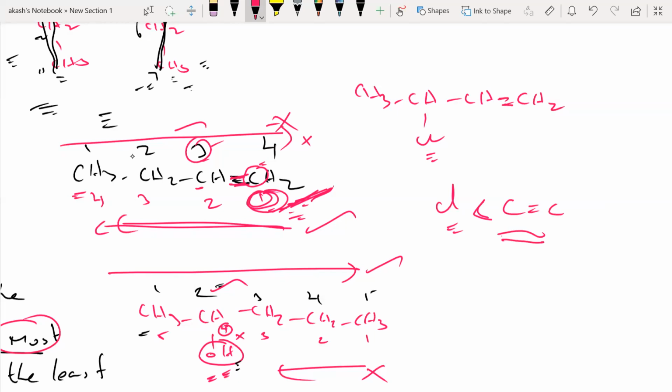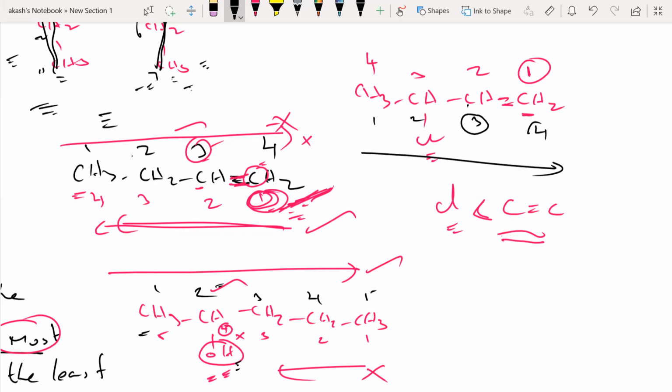So in this case, where you have to start numbering, obviously you have to start numbering from here. 1, 2, 3, 4, because this is the maximum priority functional group, and that should get the least possible number. If you go for the other one, 1, 2, 3, 4, you are getting 3 for the maximum prioritized functional group, that is C double bond C. If you go from this side to this side, you are getting 3. That is wrong. But if you go from this side to this side, the maximum priority functional group, this C double bond C, I'm getting at 1 itself. So this is only correct. So be very, very careful.